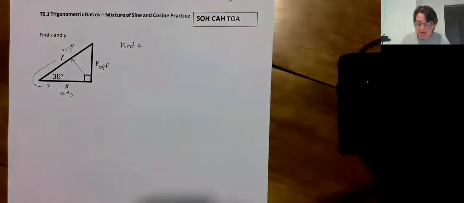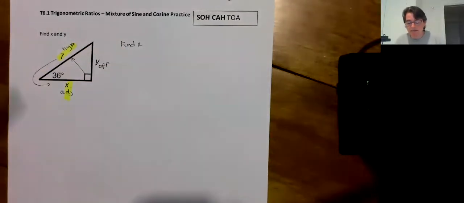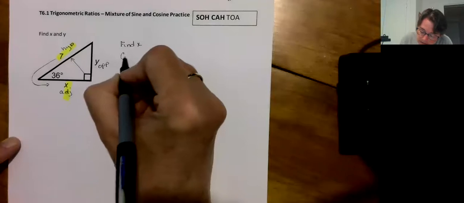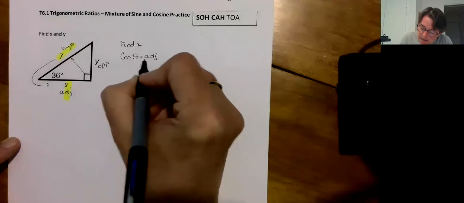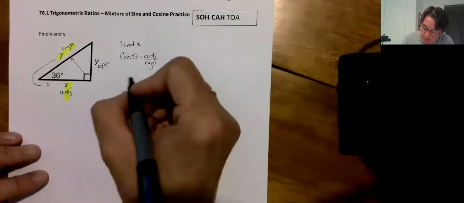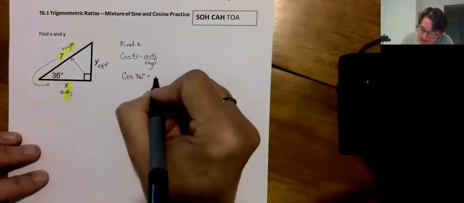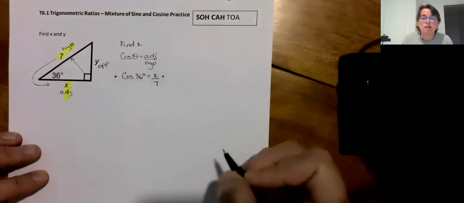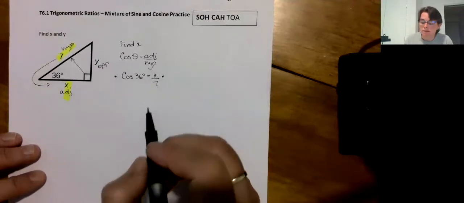Well, what do we know? X is my adjacent, and I have a hypotenuse. So adjacent and hypotenuse is, ta-da, cosine. So cosine theta is equal to adjacent over hypotenuse. General formula first. Now we're going to plug in the numbers we have. We have an angle of 36 degrees. This is my adjacent, which is x, over hypotenuse of 7. And that's my checkpoint before I go any further. I need to make sure I have two numbers and one unknown. So we're good to go.